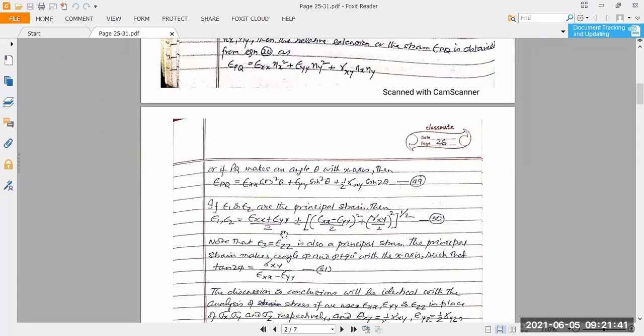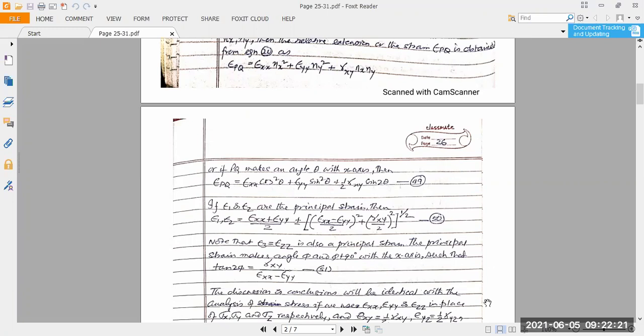We know from our strength of materials formula that the principal strains are epsilon xx plus epsilon yy divided by 2, plus or minus the square root of epsilon xx minus epsilon yy by 2 whole squared plus gamma xy by 2 whole squared. Note that epsilon zz is also a principal strain. The principal strain makes an angle phi and phi plus 90 degrees with the x-axis, so that tan 2 phi is gamma xy divided by epsilon xx minus epsilon yy. This is the formula we have for strain in two dimensions from our strength of materials.